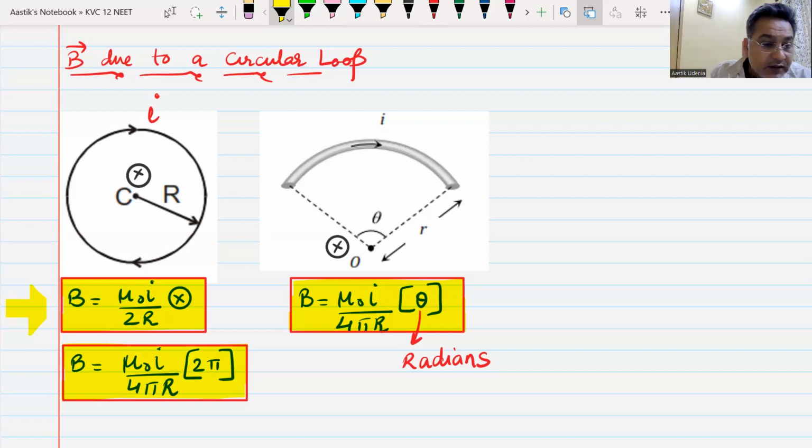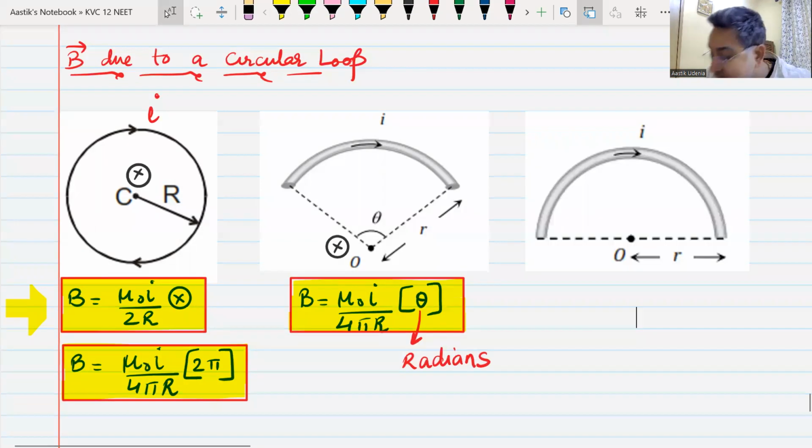Yes, sir. Now, just to give you an example, if I have a semicircular loop, my dear friends, now I ask you this question. If I have a semicircular loop like this, can you tell me what will be the magnetic field at the center of this loop? Can anyone tell me what will be the magnetic field at the center of this loop?